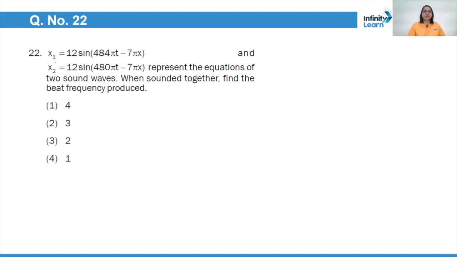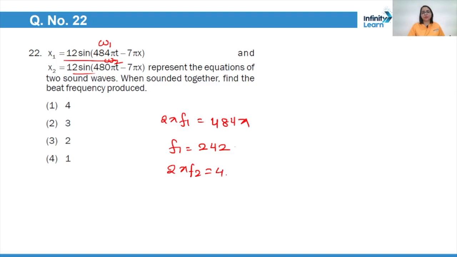Next is question number 22. We have two equations and these are two sound waves, and when sounded together we need to find the beat frequency produced. So this is omega 1 and this is omega 2, right? So basically this is 2 pi f1, which is 484 pi, so f1 will be 242, and 2 pi f2 is 480 pi, so f2 will be 240, right? So beat frequency is f1 minus f2, which is 242 minus 240, and that is equal to 2. So the correct answer is option 3.